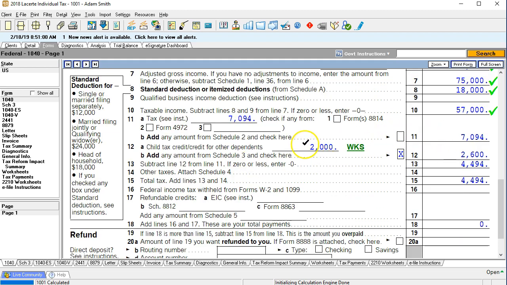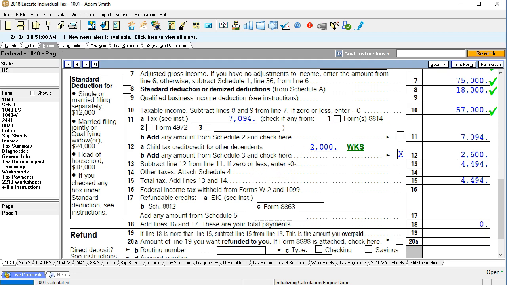Now this is the child tax credit. That's not what we're concentrating on here. We're concentrating on the expenses for the child care, so child and dependent care expenses. So typically, oftentimes, you'll have both of those, because you'll have the child tax credit up to $2,000, and then possibly the dependent care expenses credit if it is applicable.